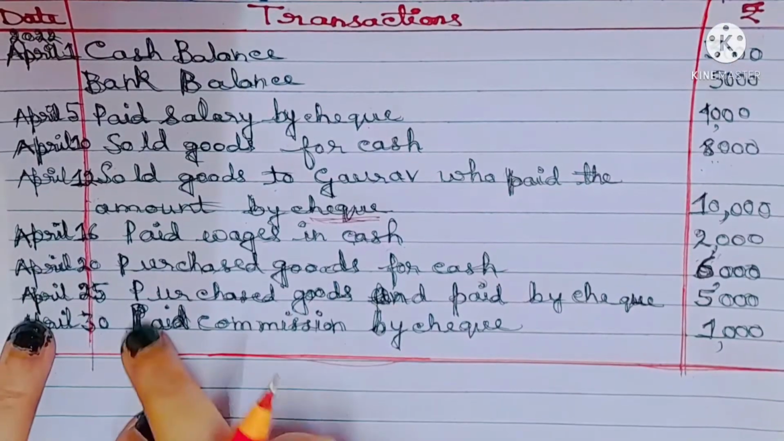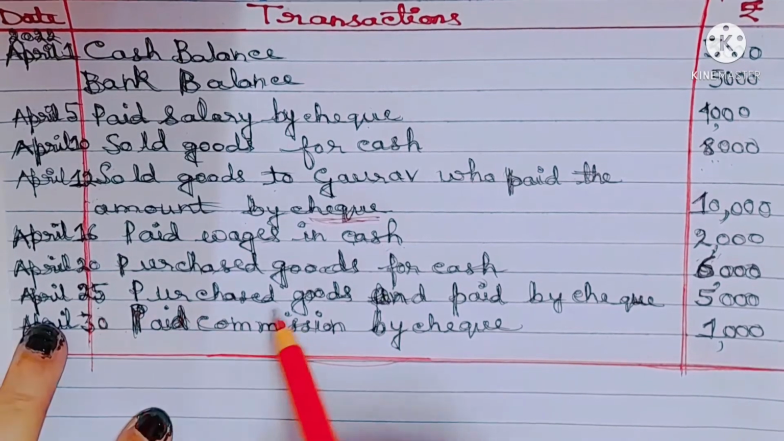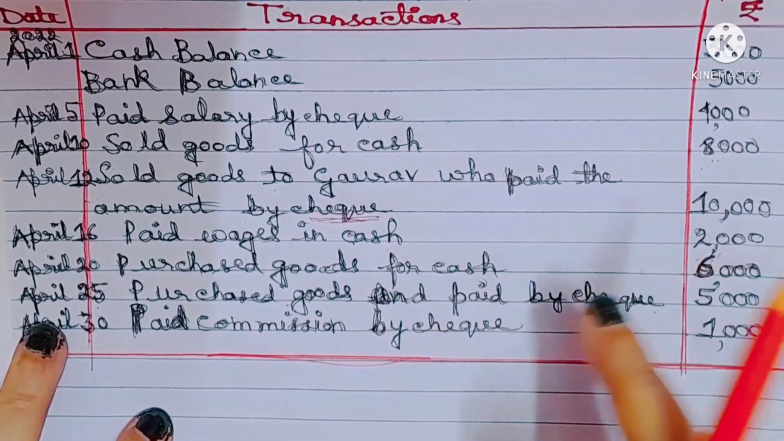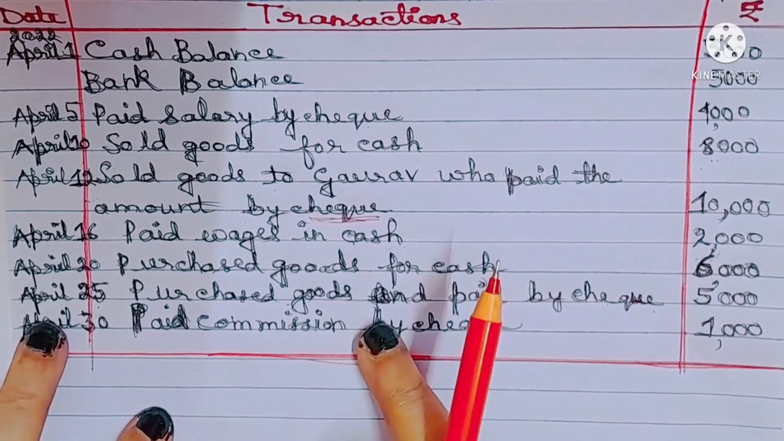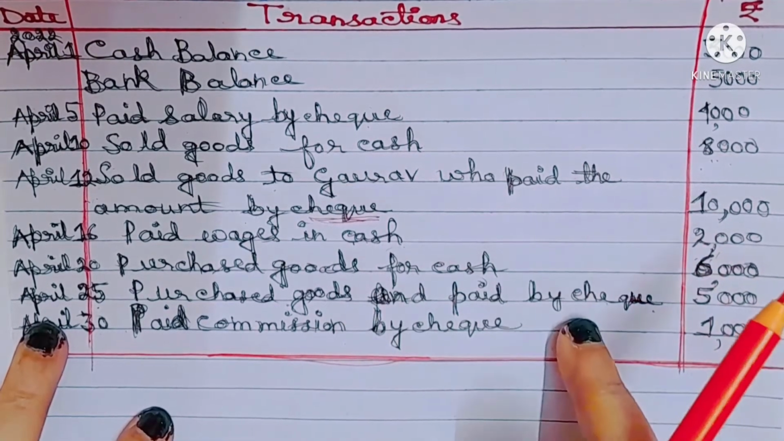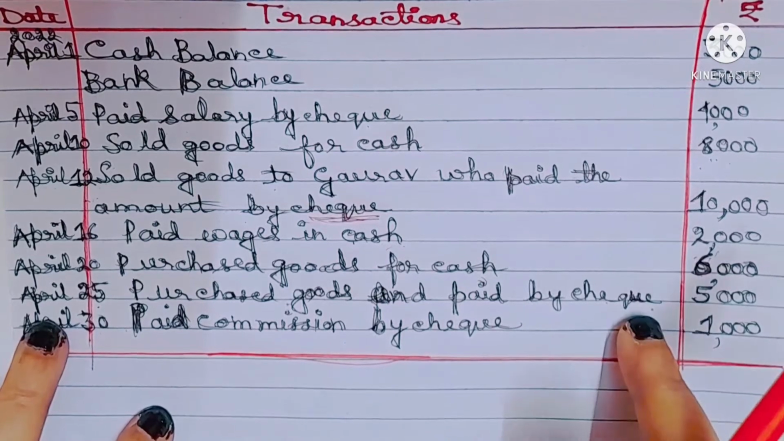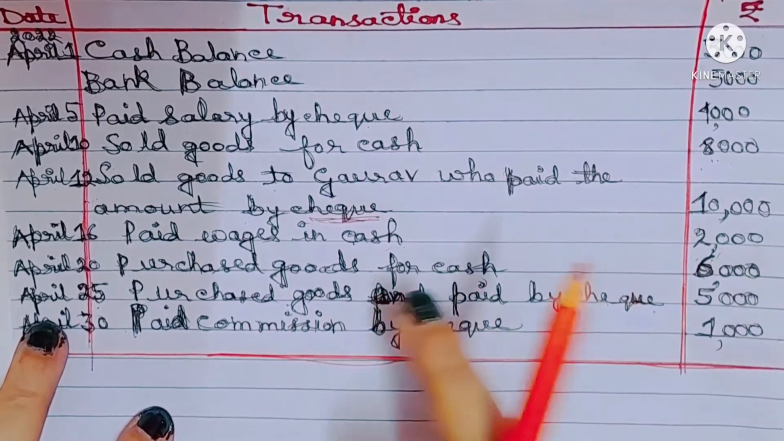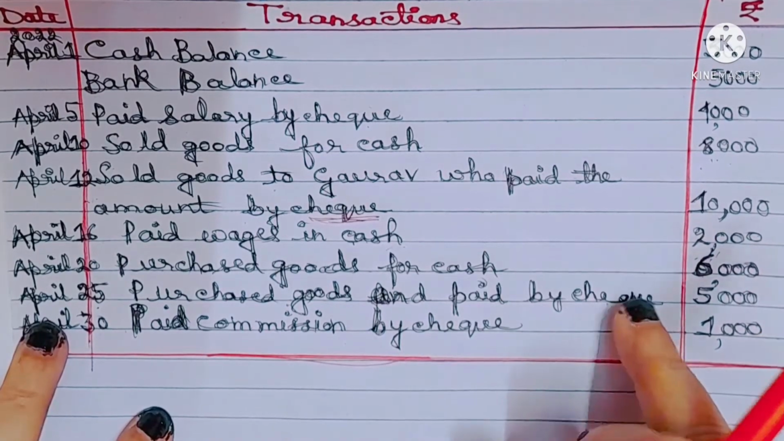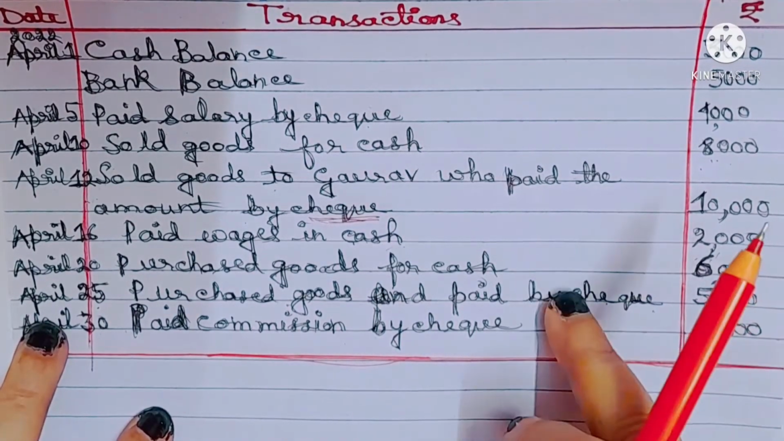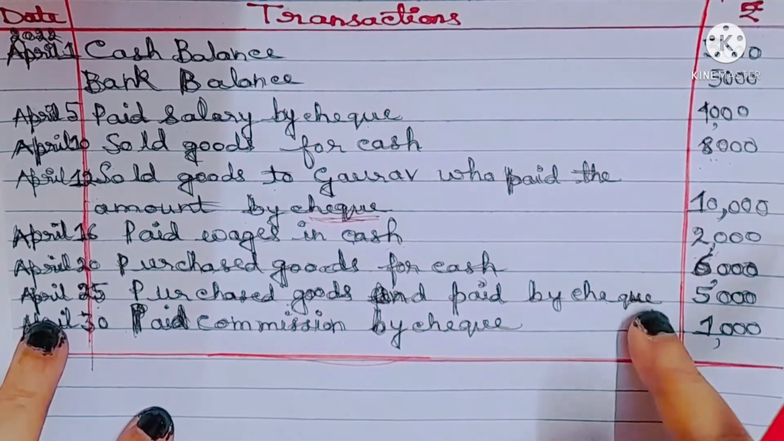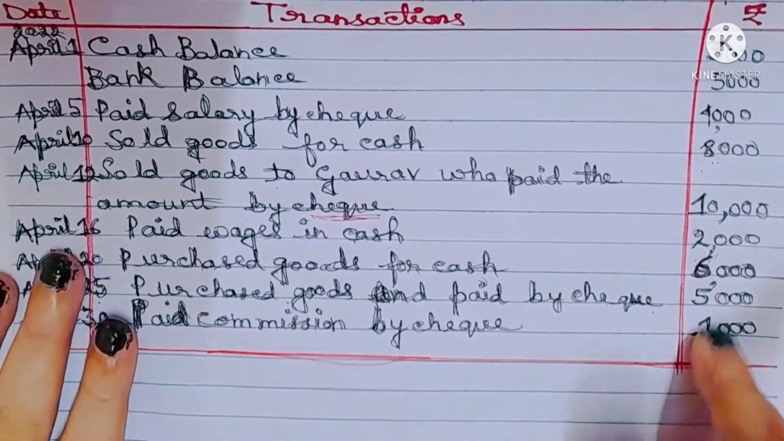The next transaction is on 25th April, purchase goods and paid by check. Check means bank. So what will be the journal entry? The journal entry will be purchases account debit to bank account. So what is the position of bank account? Since the bank account is on the credit side, purchases account will also be on the credit side. So we'll have to write by purchases account in the cash book on the credit side in the bank column 5000. Okay, so let's write.